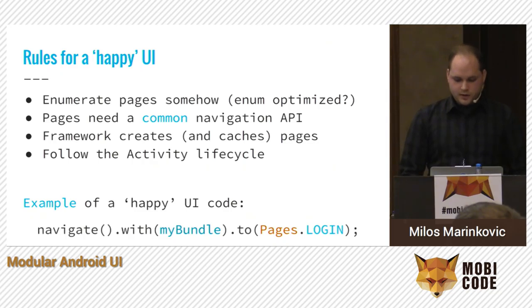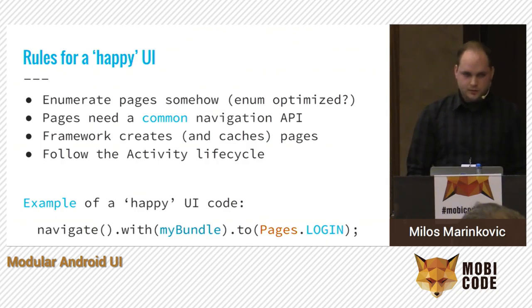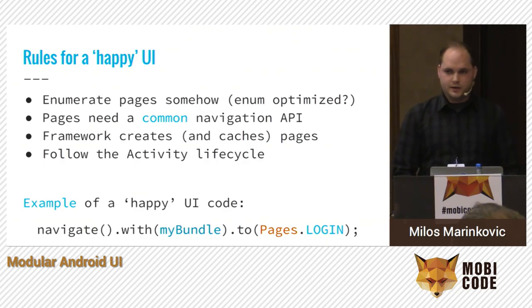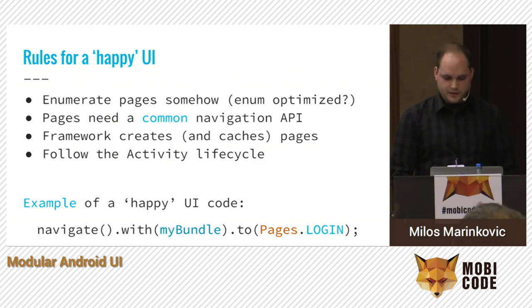So this is how our navigation code looks from a page onClick, for example. You will say navigate with, give it a bundle, to pages.login. This means that navigate will return you the navigation interface. With bundle would allow you to set a number of parameters, whichever you like. And to call would just create the page or pull it from cache if necessary. Which page? The one you enumerated easily. So it would create it, cache it, and it would know how and where to put the page.